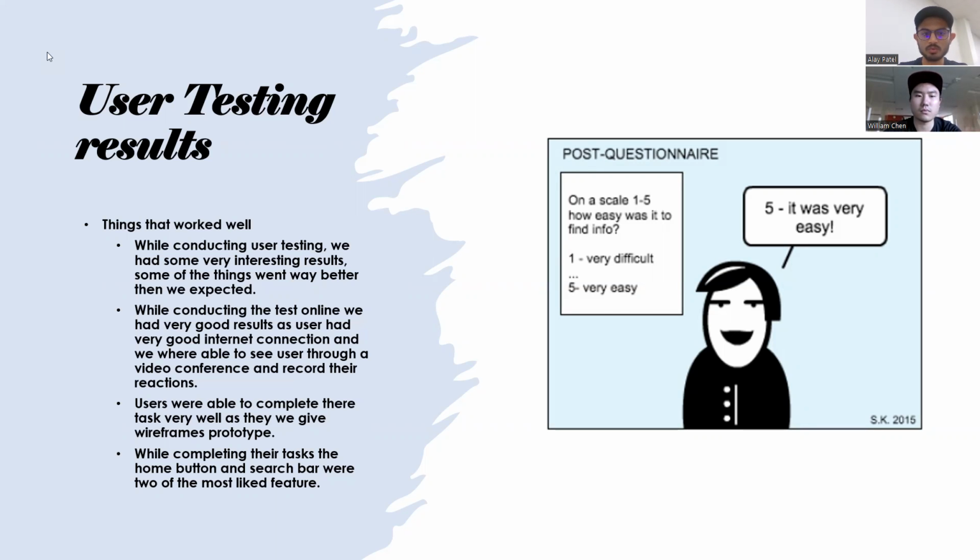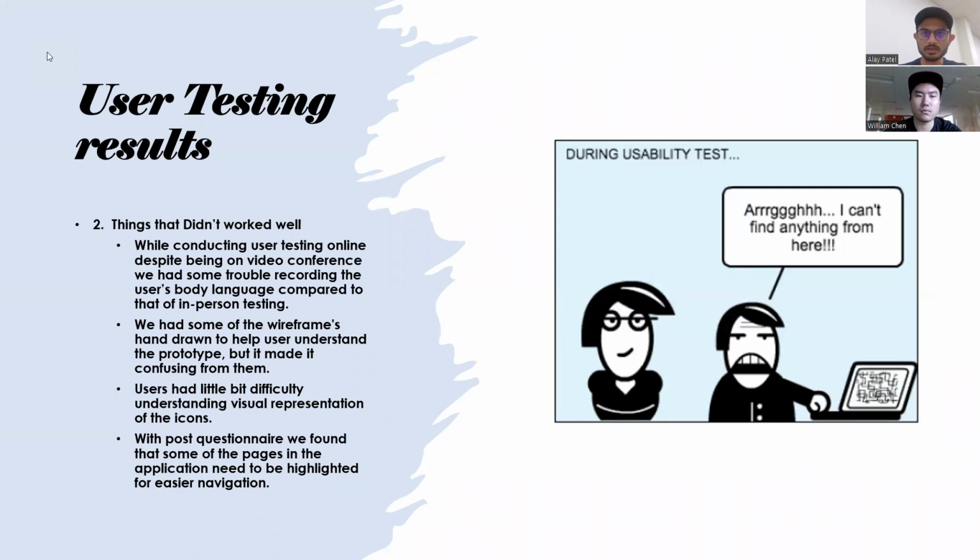Things that didn't work very well: like I said, we did some testing online. In video conference, we were not able to record the user's body language, what exactly they were feeling. We kept asking them questions, but those were not enough to describe how exactly they were feeling. We had some hand-drawn wireframes, which we provided to make it a little bit easier for them, but that in turn made them more confused.